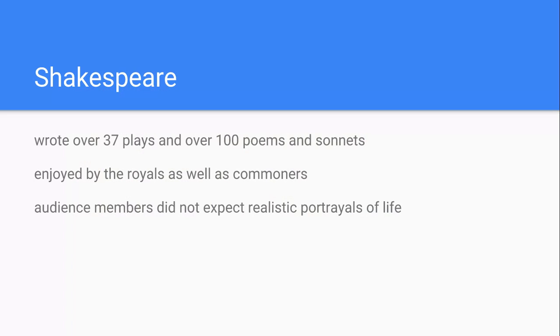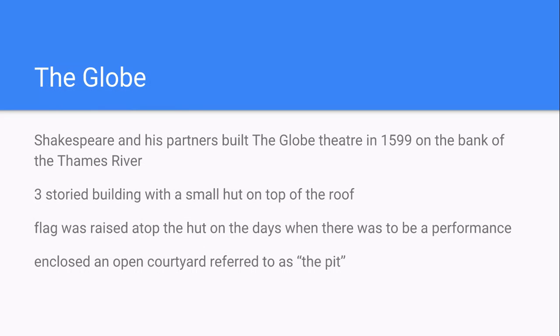Okay, so now we're going to talk about Shakespeare. He wrote over 37 plays and over 100 poems and sonnets. They were enjoyed by royals and commoners as well. The audience members did not expect realistic portrayals of life in his shows.